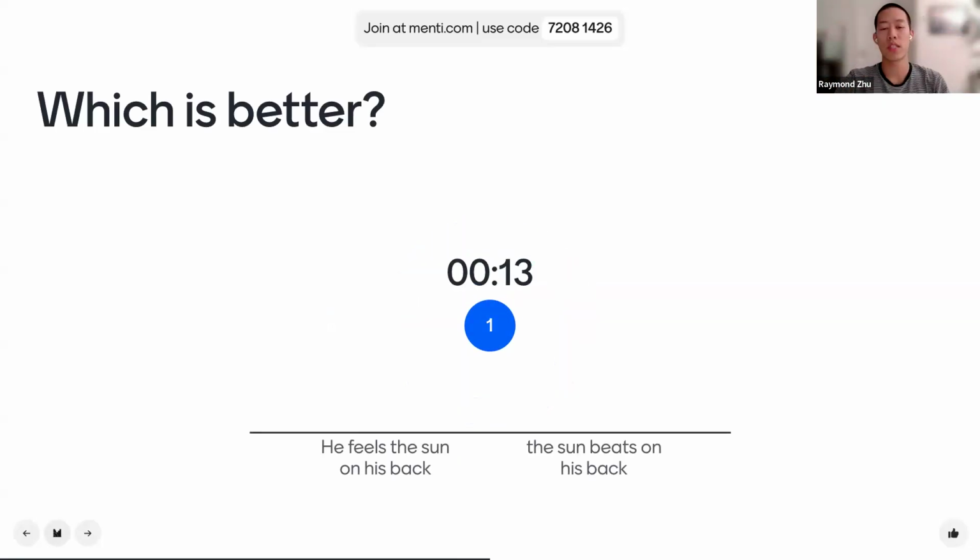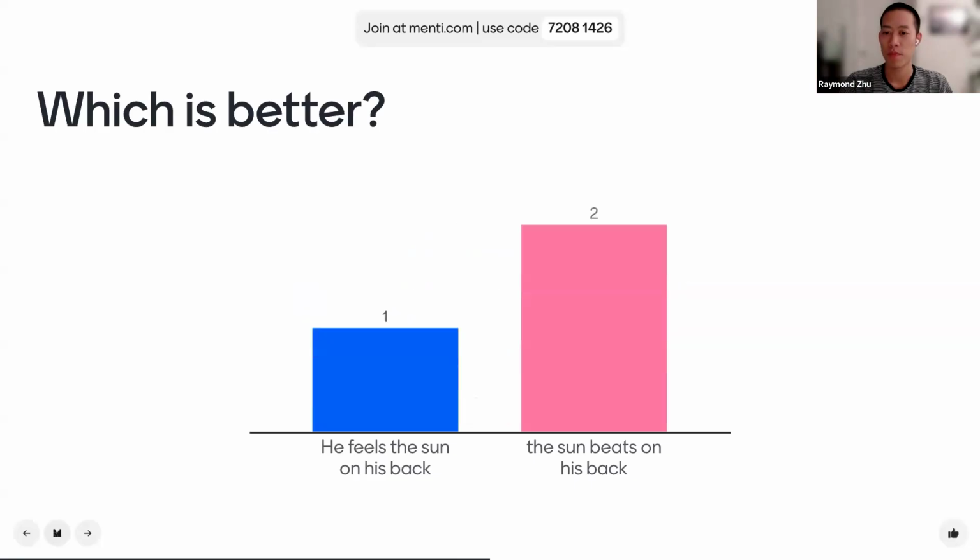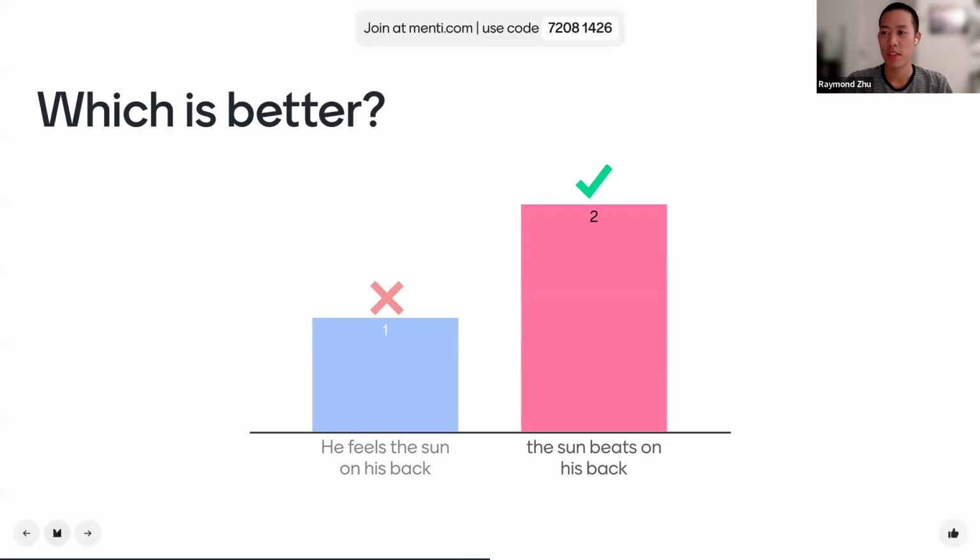Which is better? He feels the sun on his back, or the sun beats on his back? Oh no. Can somebody explain this one to me? Lucas, it looks like you got it right, maybe? Yeah, so he feels the sun on his back.